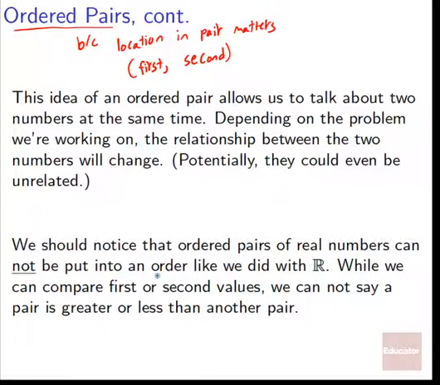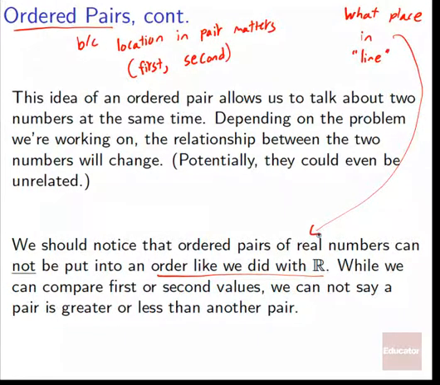But when we talk about order, like in the real numbers, I'm talking about being able to say what place in line, right? Who is closer to the front? Who is farther ahead is what I'm talking about with this idea here. So this idea here is different than the ordered pair idea. So while they are called ordered pairs, they can't actually have an order. So we could compare the first values and we could compare the second values, but we can't actually say that an entire pair is greater or less than another pair.